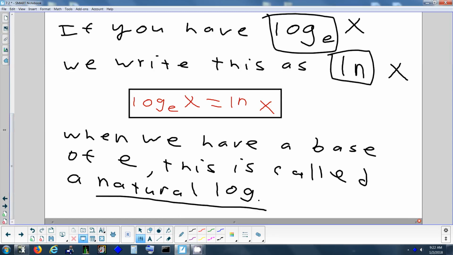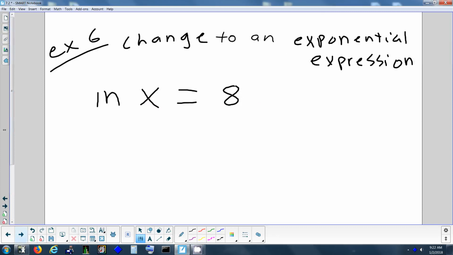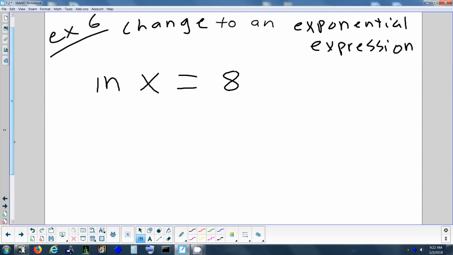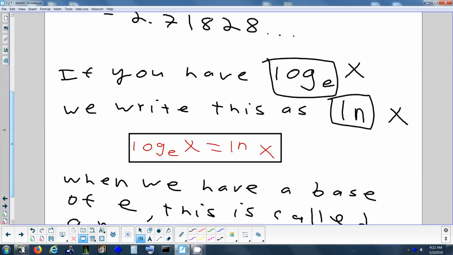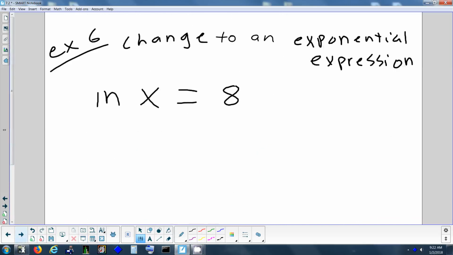Okay, so that's the first log that has a special name. Base e, we abbreviate it lowercase l, lowercase n. It's called natural log. Now that we know that, let's change this to an exponential expression. What you have to be careful about if you use that abbreviation, it hides the base. You have to remember what it is, though. You have to remember that the base is e in order to do something like this.